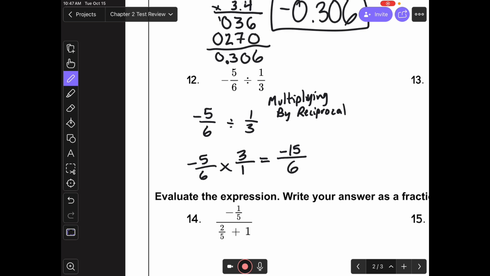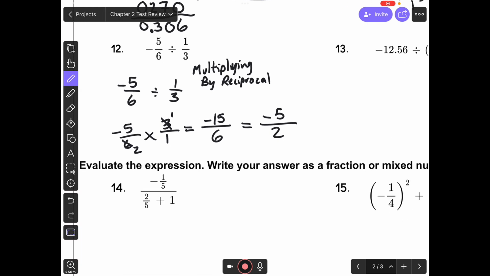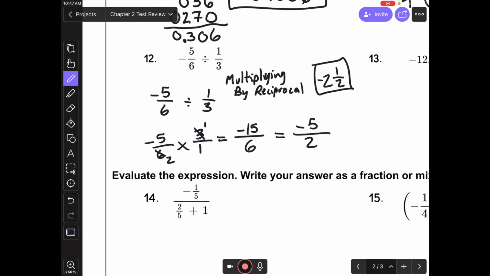You could do this and then simplify. You also could have noticed that 3 and 6 can simplify to 2 and 1, because I divide by 3 in both cases. My simplified version of this would be negative 5/2, which written as a mixed number would look like this. Again, check. Negative divided by positive. Different signs mean this is a negative.